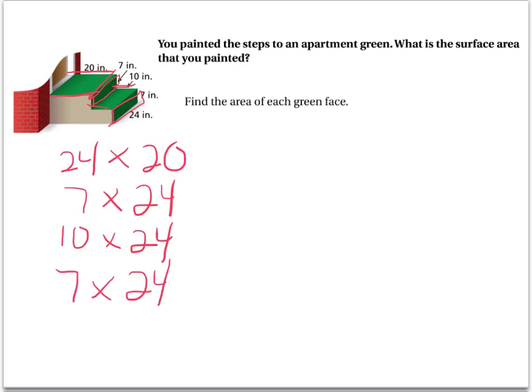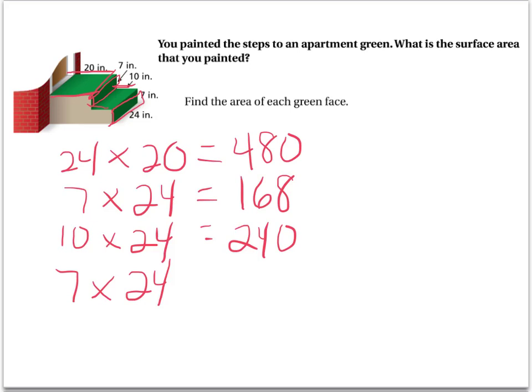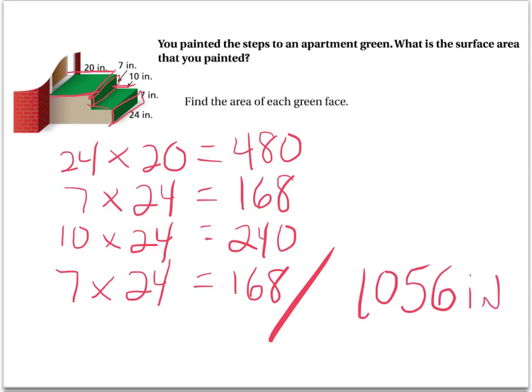If I multiply these out, 24 times 20 would be 480. 7 times 24 is 168. 24 times 10 is 240. And 7 times 24 is 168. Let me add all these up. We're looking at a total of 1,056, and that is inches squared. Just a prime example of taking a composite solid and figuring out the area of different parts of it.